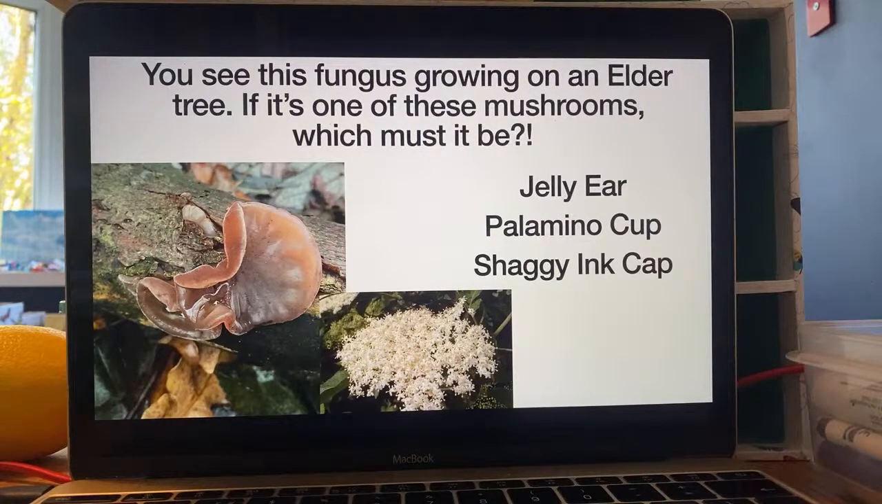Is it a jelly ear? Is it a palomino cup? Or is it a shaggy ink cap? If you see a fungus like that, like a little squishy circle of fungus that's kind of been balled up and stuck to a tree, the answer is, it's a jelly ear. It looks a little bit like a palomino cup, but palomino cups do not grow on elder trees.